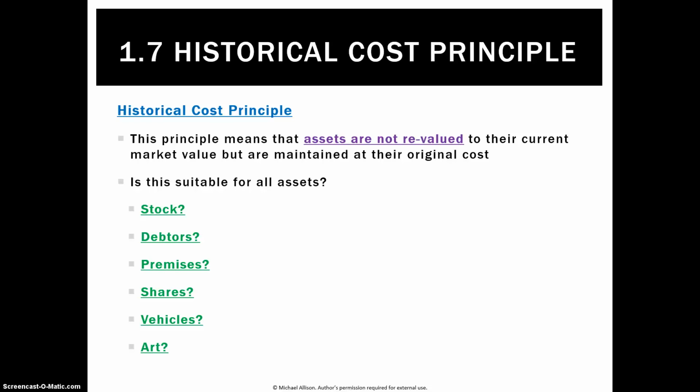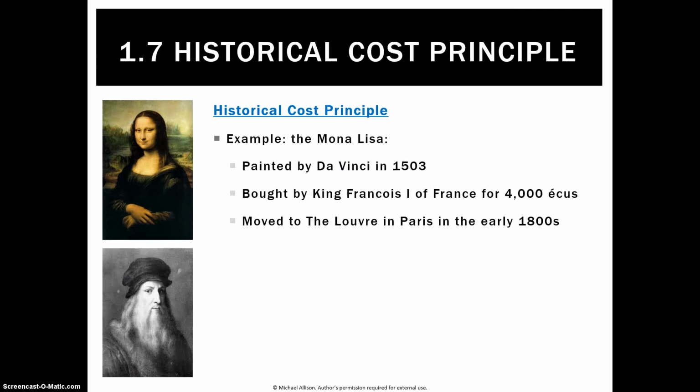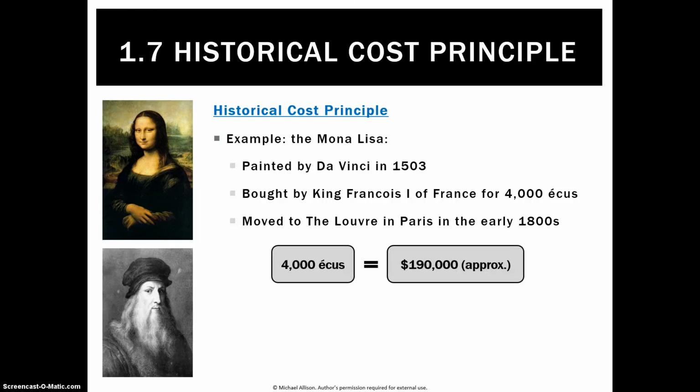And art. Let's look at art as an example. So let's take the Mona Lisa, painted by Da Vinci many years ago, bought by the King of France for 4,000 euros, a currency that doesn't exist anymore. And basically in the early 1800s, it went to the Louvre and it's remained there. If we just want to do an equivalency, 4,000 euros is about $190,000 approximately. So using the historical cost principle, the Louvre should record the Mona Lisa as an asset for $190,000. That's the historical cost price.